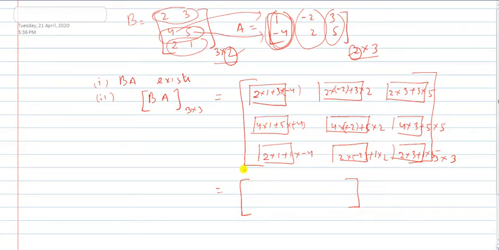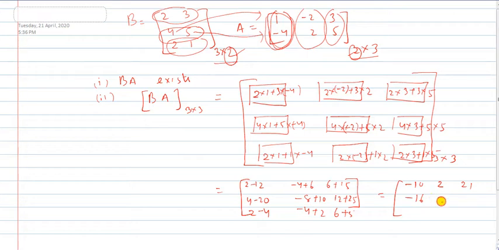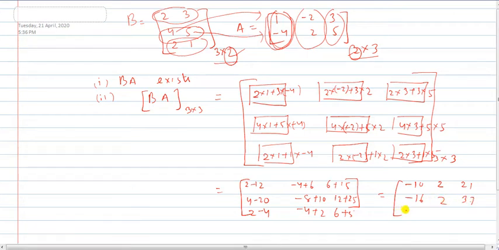So 2 minus 12, this is again minus 4 plus 6, this is 6 plus 15, again this is 4 minus 20, minus 8 plus 10, this is 12 plus 25, this is 2 minus 4, this is minus 4 plus 2, this is 6 plus 5, again this is minus 10, minus 4 plus 6, this is 2, this is 21, minus 16, this is 2, this is 37, minus 2, minus 2, and this is 11.